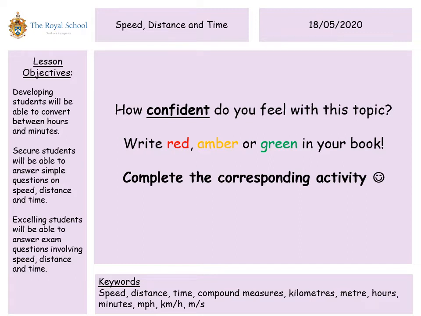So the red is there for people who are not confident with this topic and need a little bit more of a hand with it. Amber is if you're fairly confident and there's a couple of hints on those questions, and green is for if you're very confident and are willing to get on with this question without any extra support. Of course, get in touch with me again at red@theroyal.school if you do need any assistance from me on this.